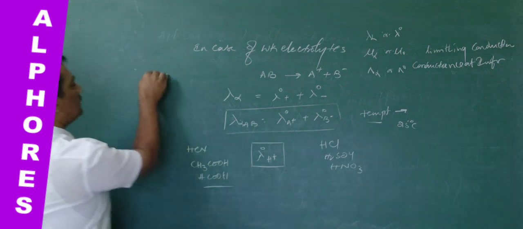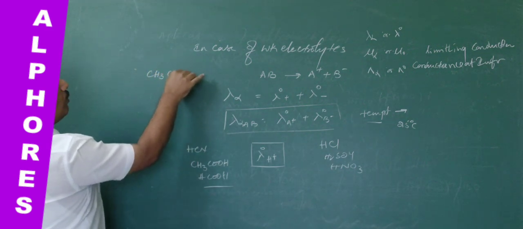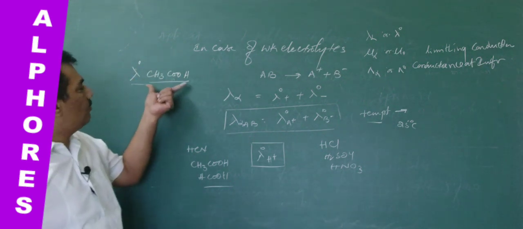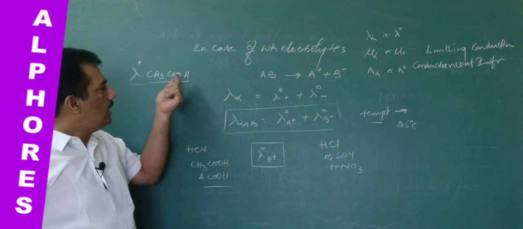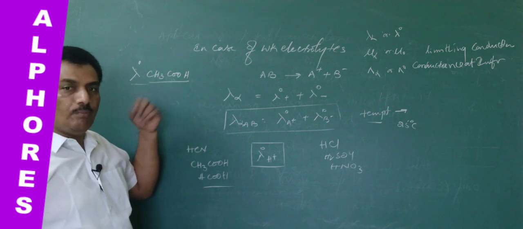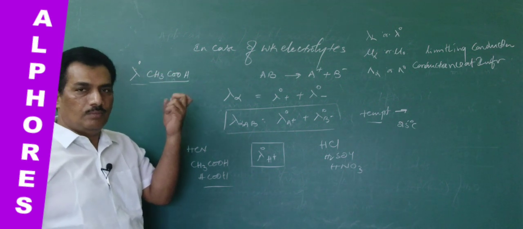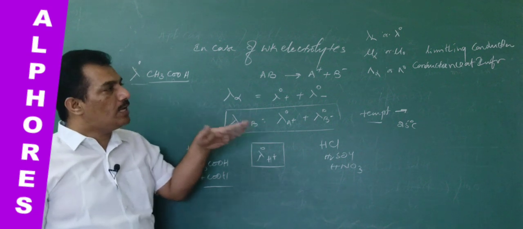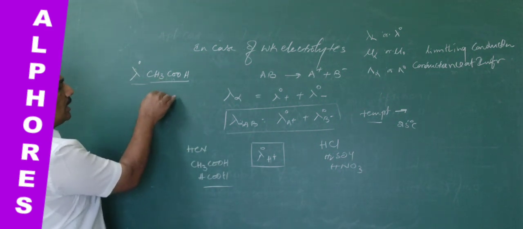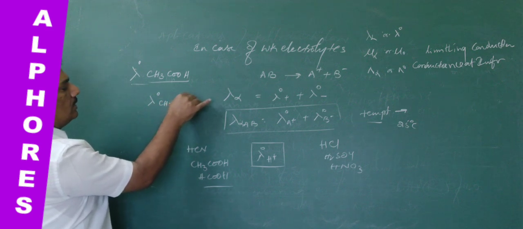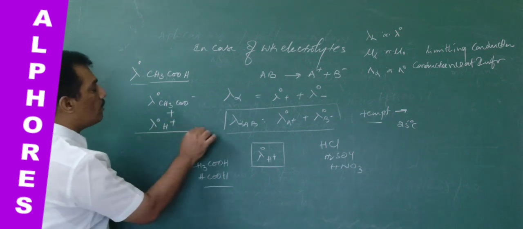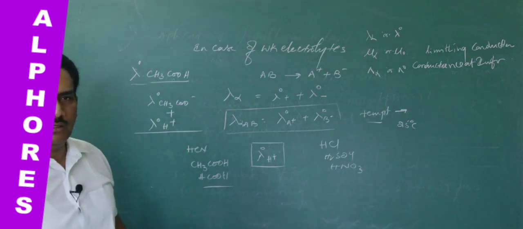So in such a case, say for example, we have to measure the conductance of a weak electrolyte, CH3COOH. Because it is a weak acid, it is practically not possible to get 100% dissociation, but we can measure it by applying Kohlrausch law. How? As per Kohlrausch, the conductance is nothing but the molar conductance of the acetate ion plus the molar conductance of the H plus ion. The sum of these two is the conductance of the weak electrolyte.